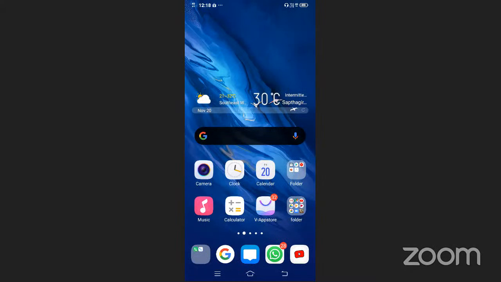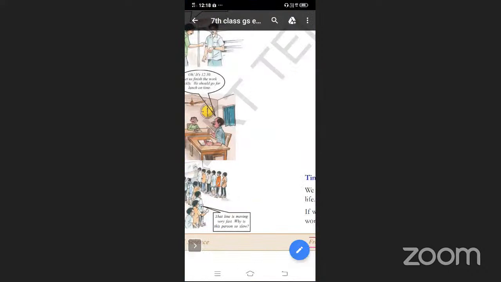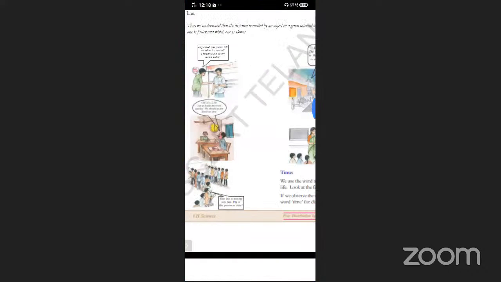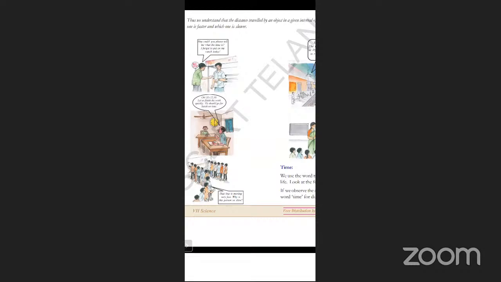Okay, the running race started at 10:30 among A, B, C, D children. Imagine there are 4 students A, B, C, D. So A student will reach the finish line at 10:35. Everybody clear? A student reached the line at 10:35. B student reached at 10:34. C student at 10:32. Then D student reached at 10:36.